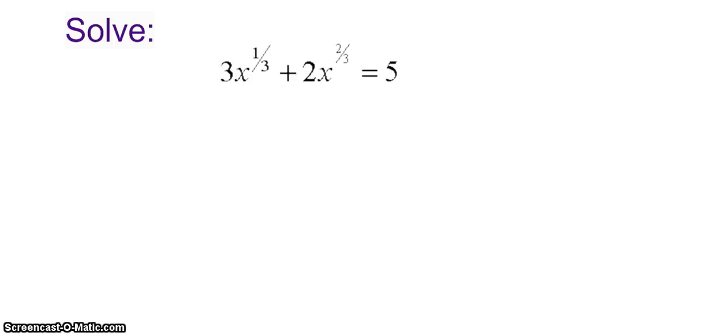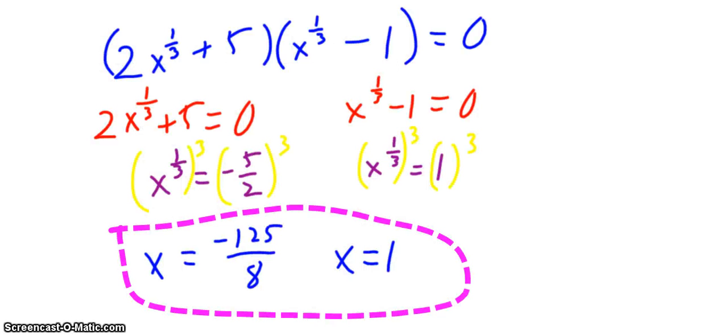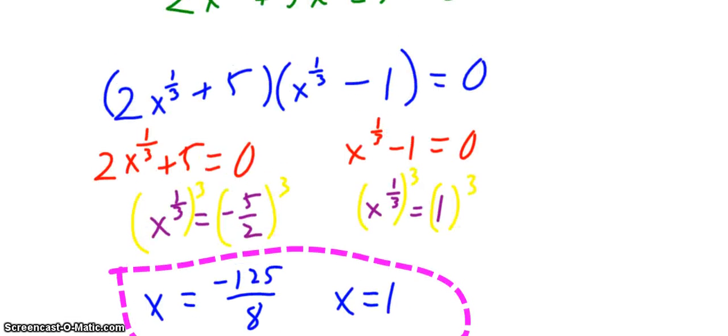Next one. Try this on your own. This is very similar to a problem we did in last night's video. So see if you remember that or look back in your notes. Okay, so here we should end up with x equals negative 125 over 8 and x equals 1. We do not have to check for extraneous solutions in this case.